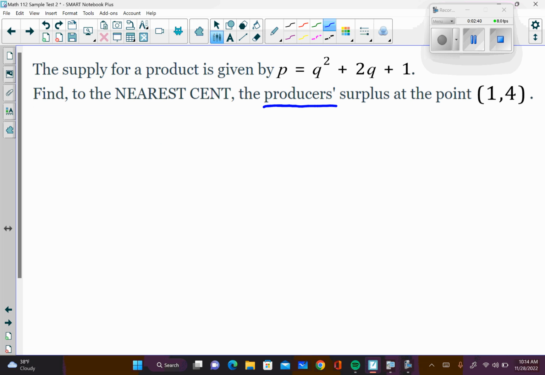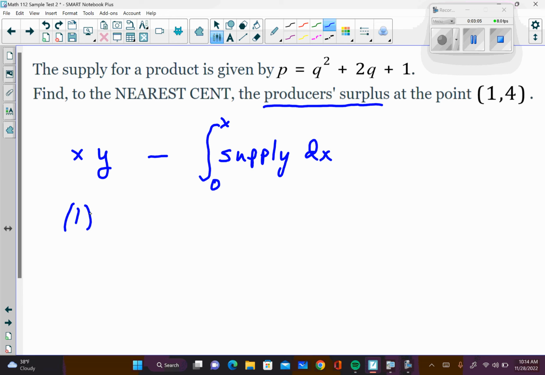To find the producer's surplus, we integrate what producers do. The producers supply goods. Put a dx there, from 0 to an x coordinate, and the product of the x and y coordinates goes in front: x times y minus the integral. The x and y are 1 and 4. In this case, the supply function is given. It's x squared plus 2x plus 1.